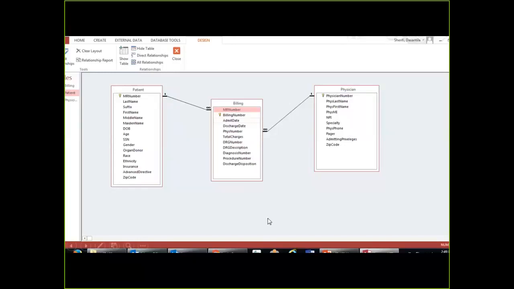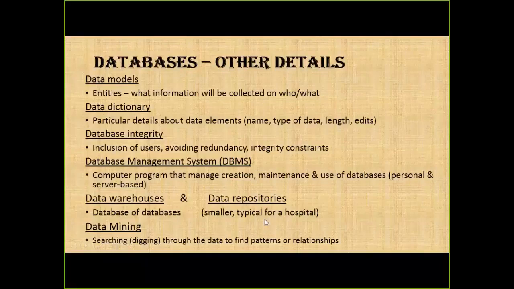But again, review your information in the textbook. A little more on databases. Some terms that you might see out there are data models, which are the entities. What information will be collected on what? For example, if we're collecting information on a disease, what exactly are we collecting about it? Is it just the diagnosis code? Is it the symptoms, treatment? What is it?